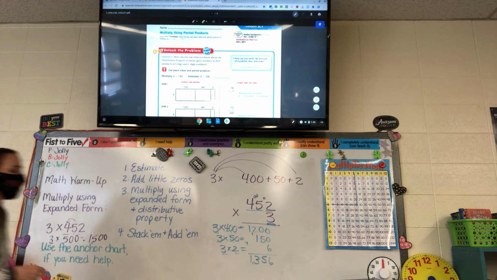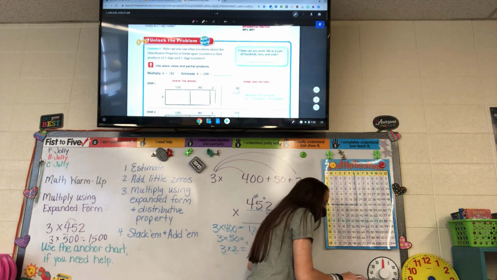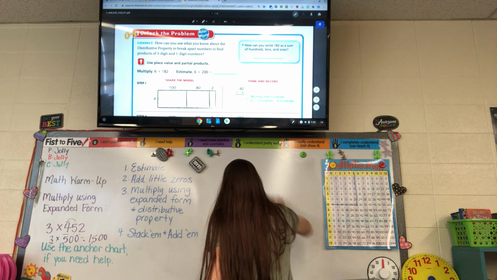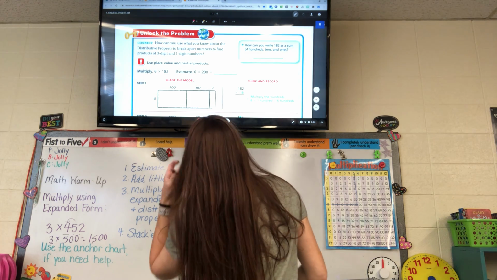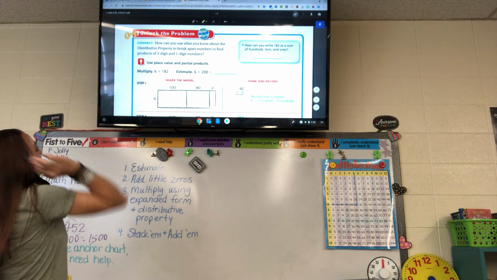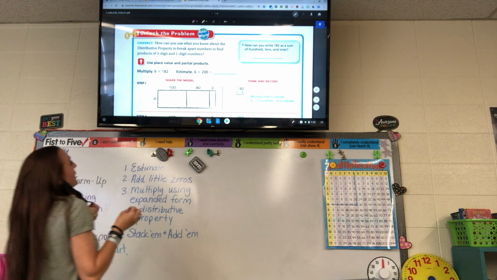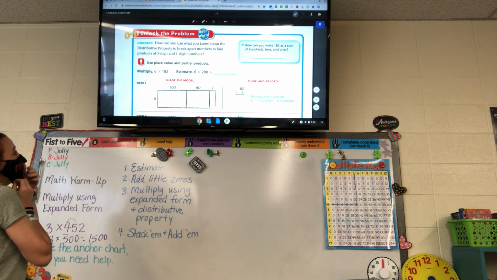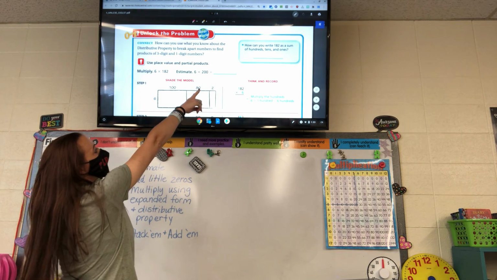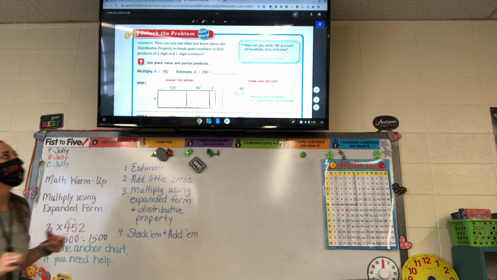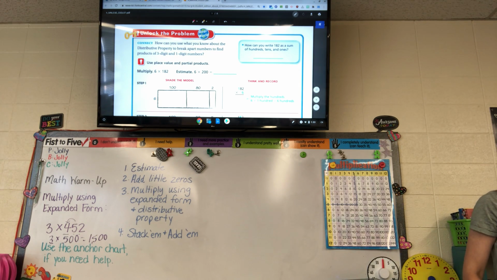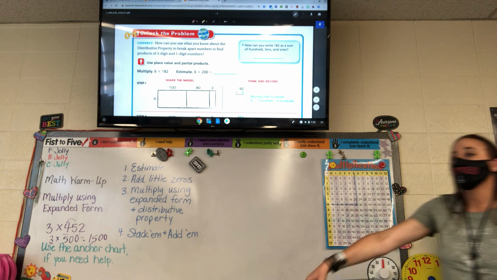Yes. Okay. All right. So, everybody have your paper in front of you. Number 1 says, or at the top it says, how can you use what you know about the distributive property to break apart numbers and find products of 3-digit and 1-digit numbers? So our first problem says, how can you write 182 as a sum of hundreds, tens, and ones? Okay? So sum tells you to do what? Sum tells you to do what, Ethan?